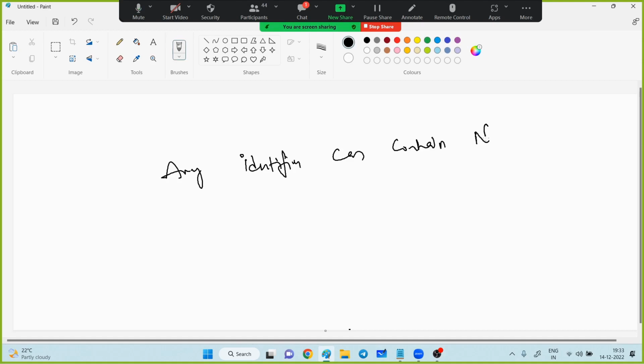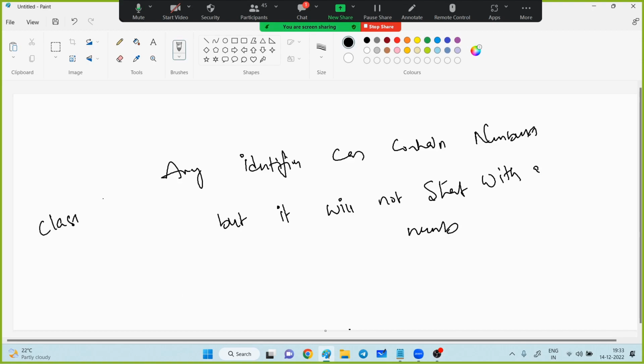can contain numbers, but it will not start with a number. What does this mean? Suppose I have given here class 7 Dhoni. This is an invalid class name.